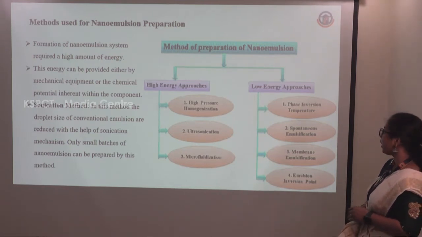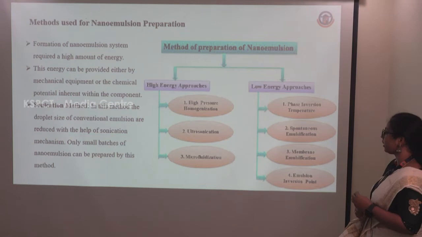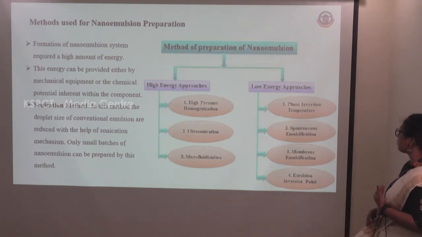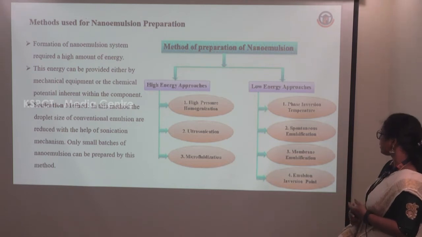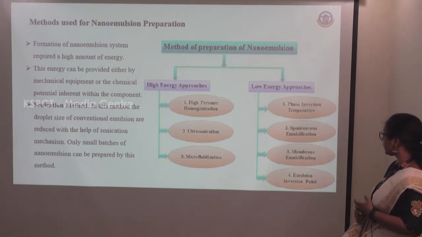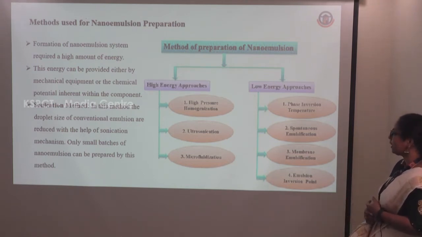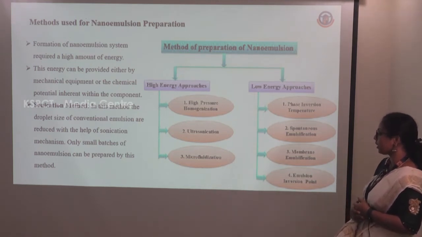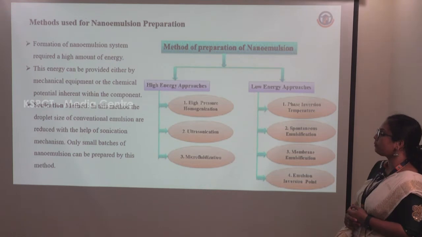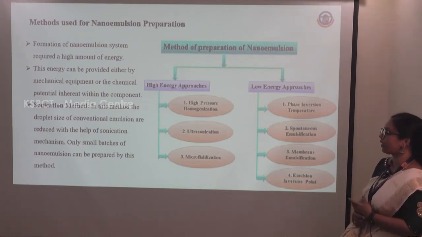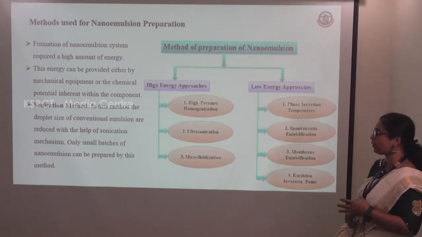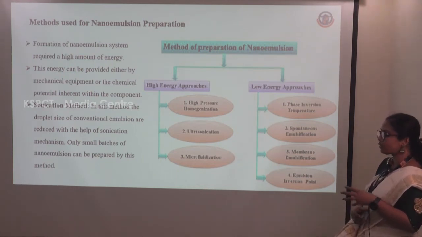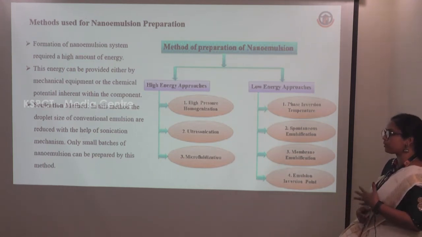In the case of low energy methods, they are normally classified into 4 types: phase inversion temperature, spontaneous emulsification, membrane emulsification, and emulsion inversion point. In the case of high energy approaches, we use a high pressure homogenizer, ultrasonicator and microfluidizer. The first one deals with the sonication method. In this method, the droplets of the conventional emulsion are reduced with the help of a sonication technique. Only a small batch of nanoemulsion can be prepared using this method.